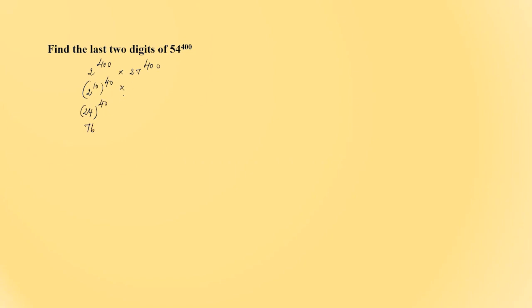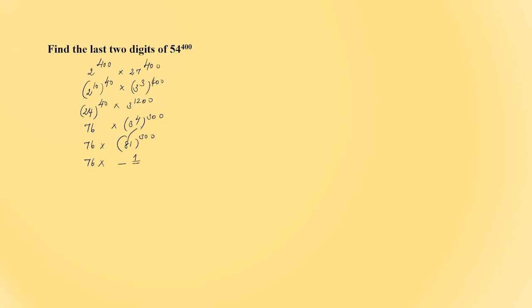Now coming over to this particular place, 27 is nothing but 3 cube, whole power 400. I can write this number as 3 to the power 1200. Now I can write it as 3 to the power 4, which will give me a unit digit of 1, so 3 power 4 whole power 300. Now 76 into 3 power 4, which is 81, 81 power 300. So 76 here into that. Now look at this. The unit digit of any number ending with a 1 will always be 1.